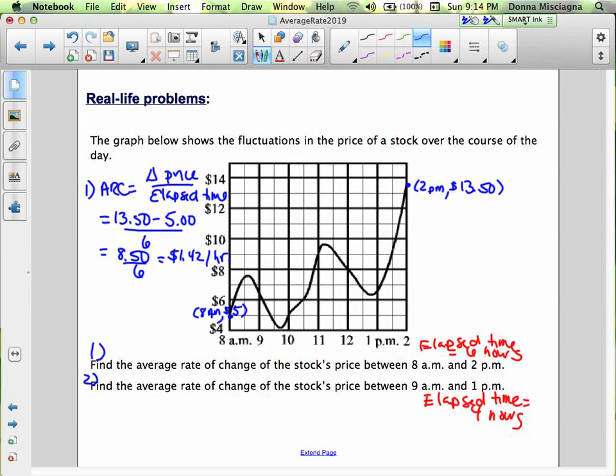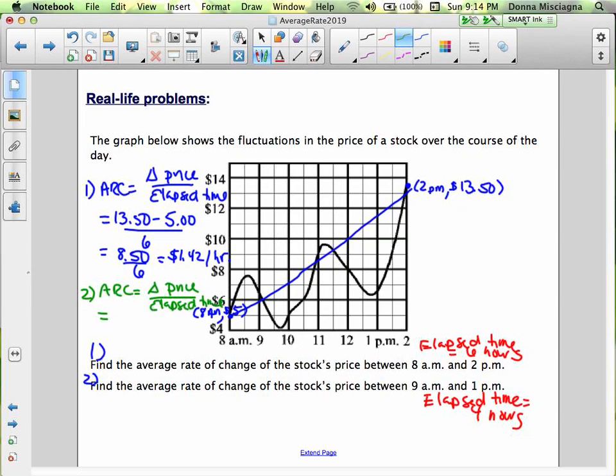So that's the average change in the price of the stock, and it went up if we consider this point and this point. Now, if we choose 2 other points, it may not be positive. All right, let's find one last one, number 2. Average rate of change, so change in price over elapsed time.